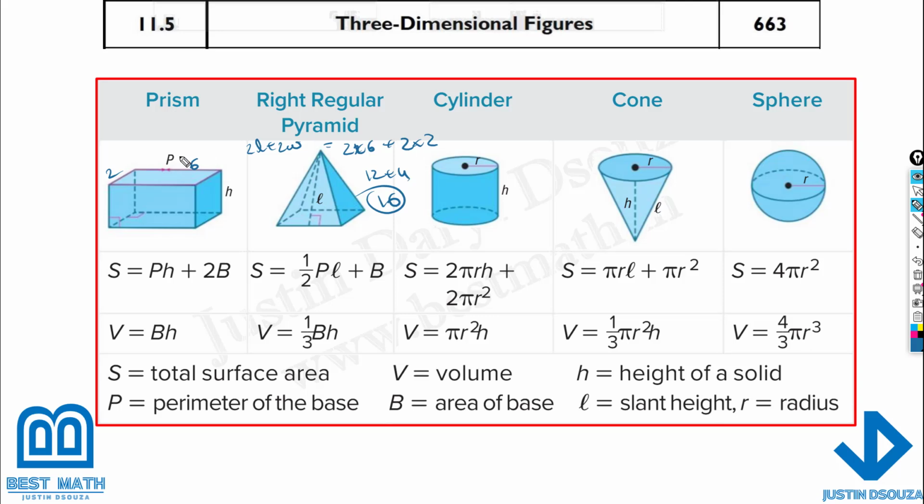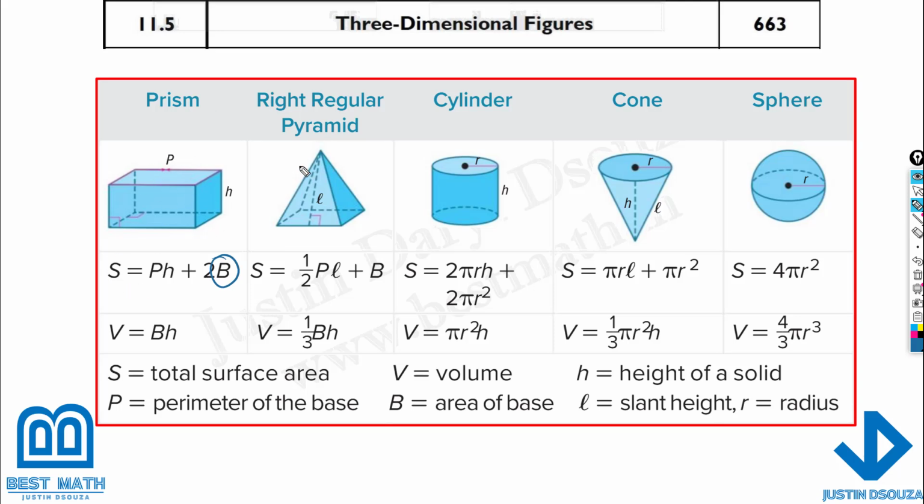And what about the B value? That's the area. You just multiply these both. 6 times 2 is equal to 12. That is the B value. P and B value, this is how you find it out. What about the H? H is the height that will be given to you. Volume over here is the area of the base times the height.